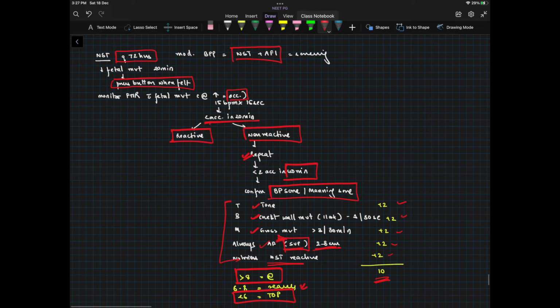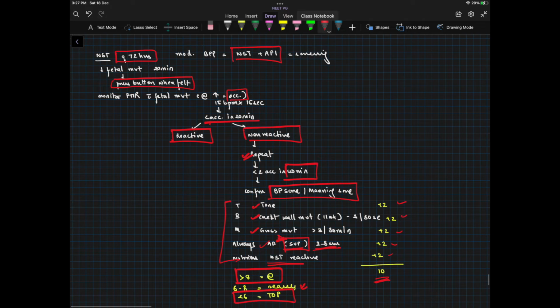For non-reactive NST, it is repeated, and still if there are less than 2 accelerations, that is now in 40 minutes, the confirmatory test is the biophysical score or the Manning score. Remember it by the mnemonic TBM is always notorious. So tone of the baby, breathing, chest wall movement should be more than 1 per 30 seconds. Gross movements more than 3 in 30 minutes.